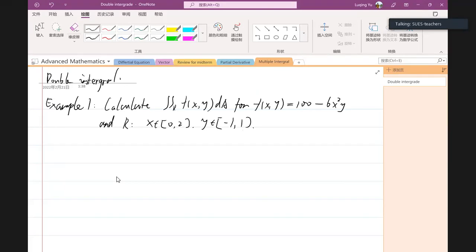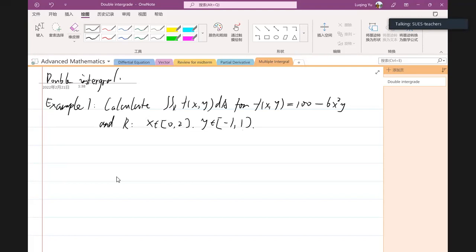For the double integral, what we are always trying to do is get the volume. When we are trying to get the volume for this question, if your geometry is good, you can try to think about what this thing looks like, right?